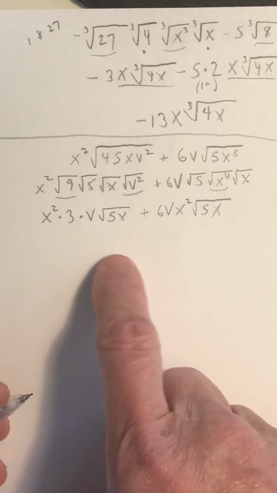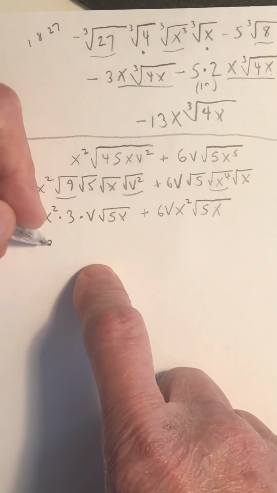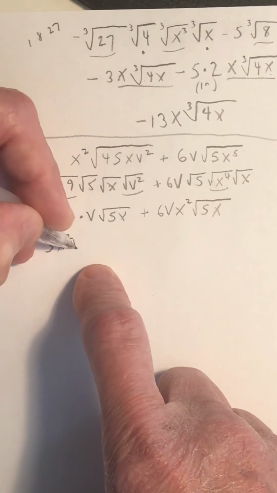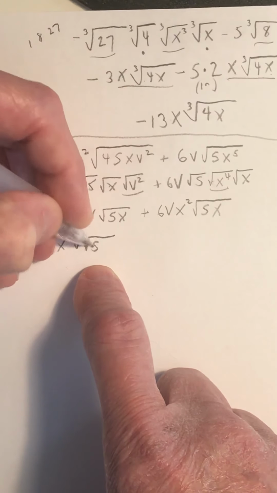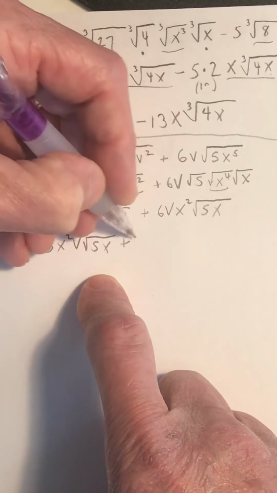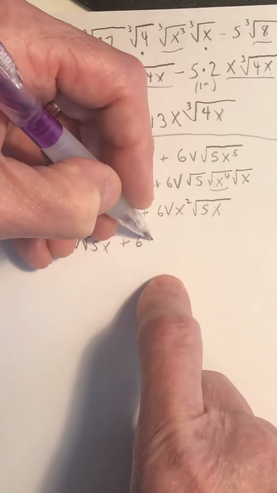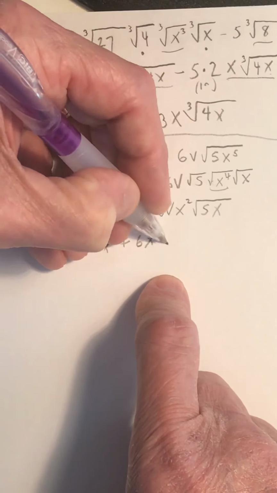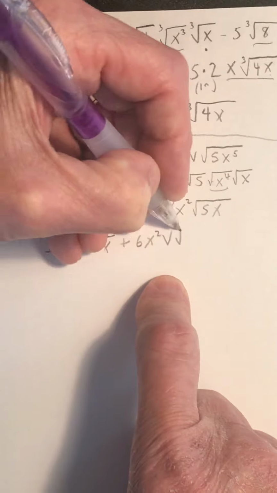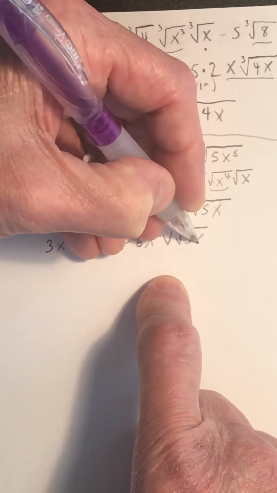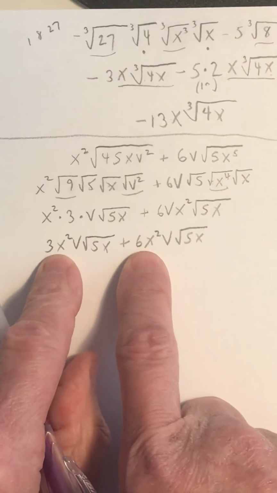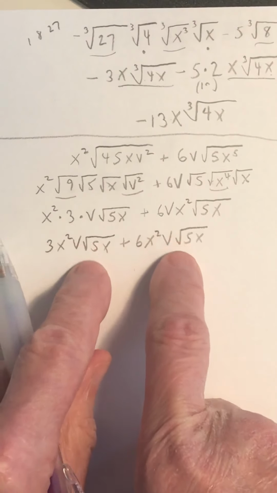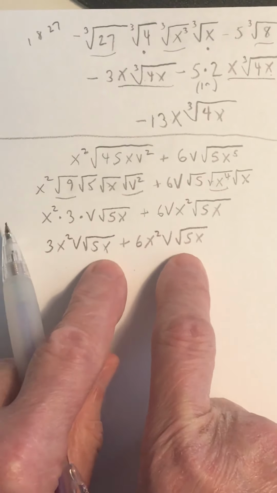If I clean this up a little bit, maybe put the 3 out in front, write 3x squared v square root 5x plus 6x squared v. So you put the stuff in order and it's easier to compare them. Do we have a perfect match? Yeah, x squared v square root, same index, square root 5x.